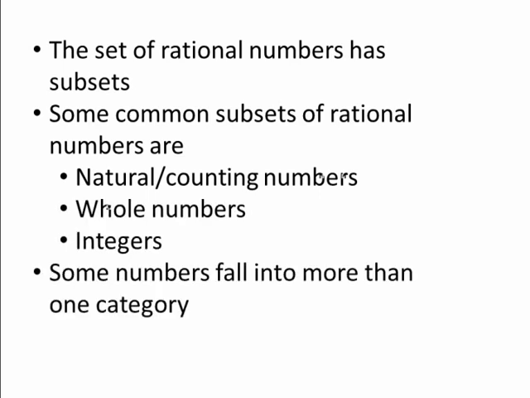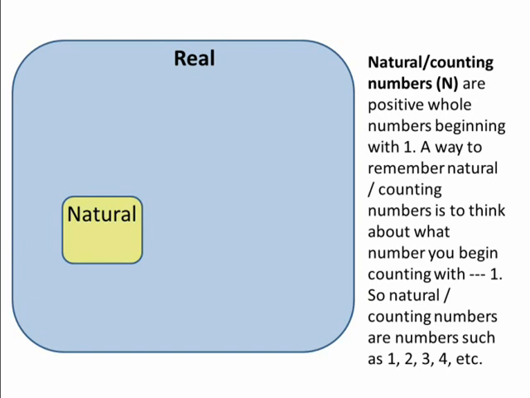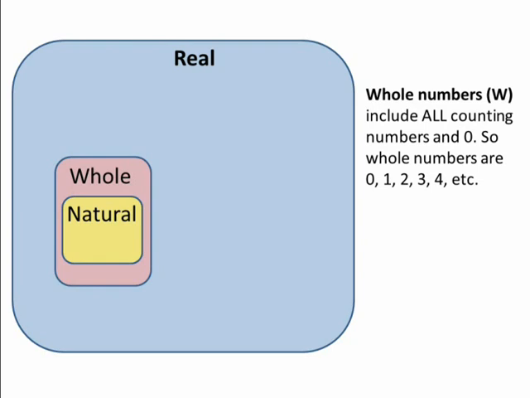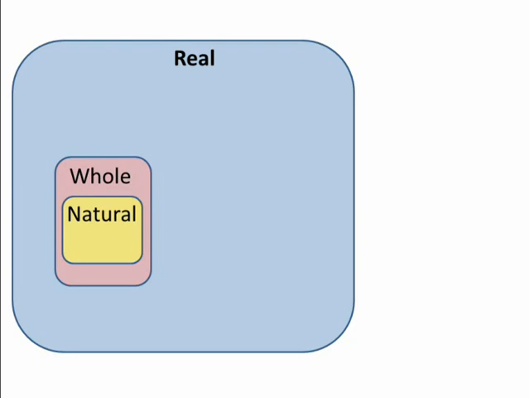Some numbers fall into more than one category. Natural/counting numbers are positive whole numbers beginning with 1. A way to remember natural/counting numbers is to think about what number you begin counting with: 1. So natural/counting numbers are numbers such as 1, 2, 3, 4, etc. Whole numbers include all counting numbers and 0. So whole numbers are 0, 1, 2, 3, 4, etc.